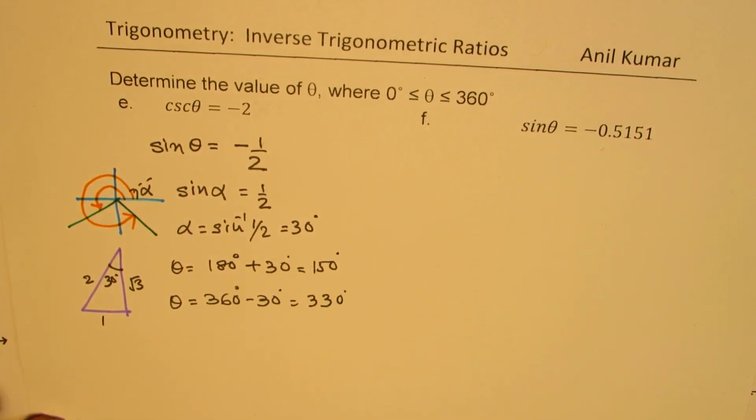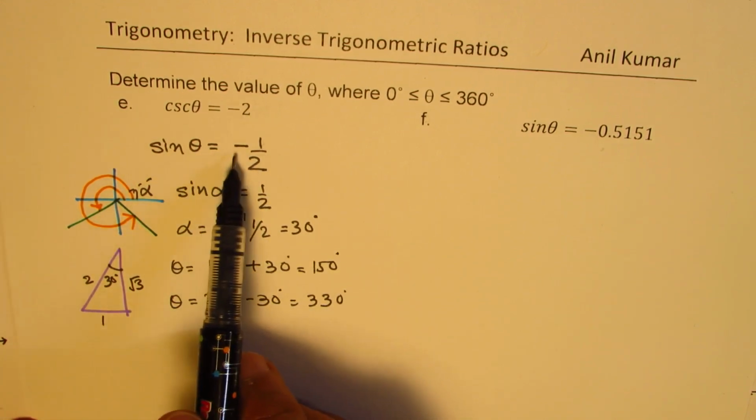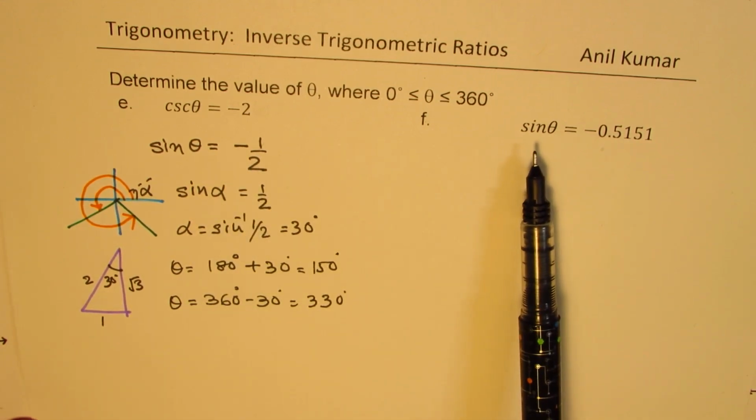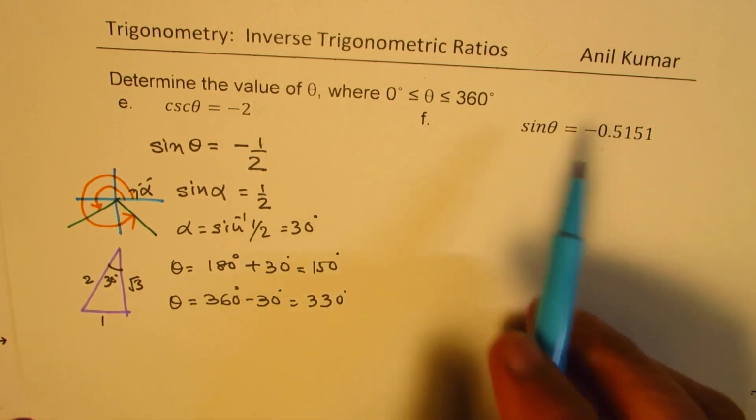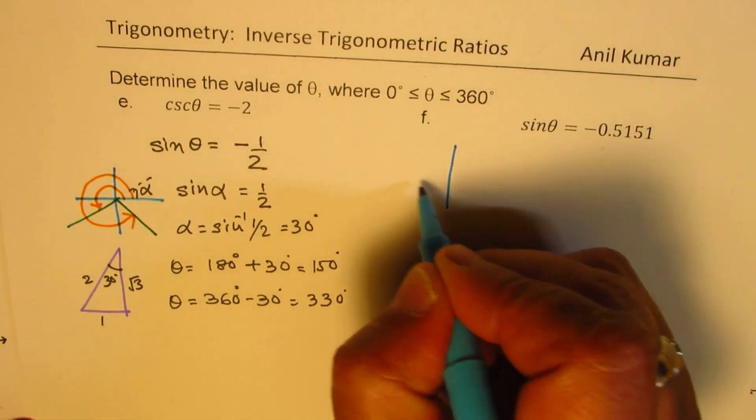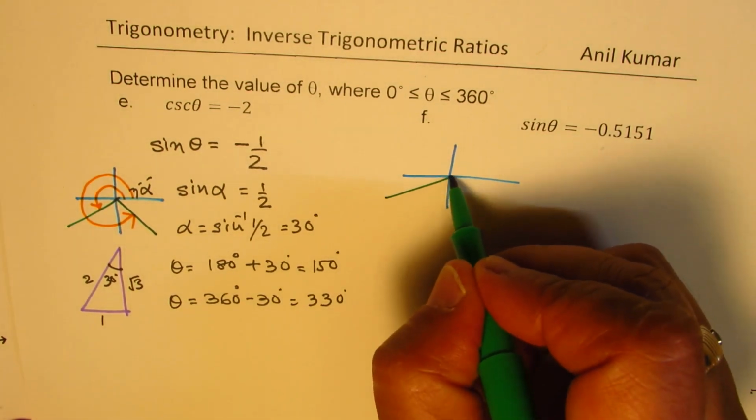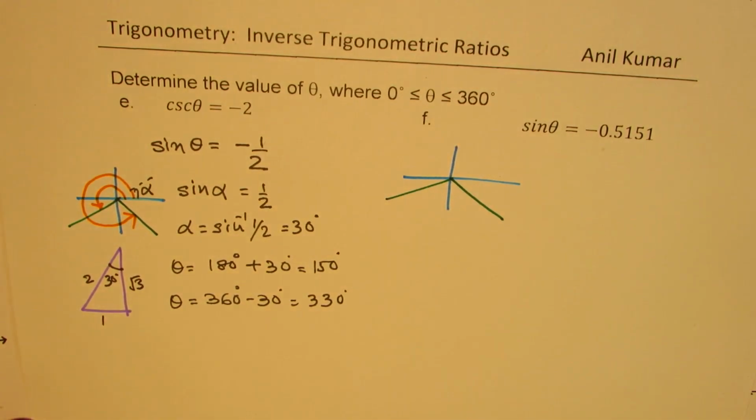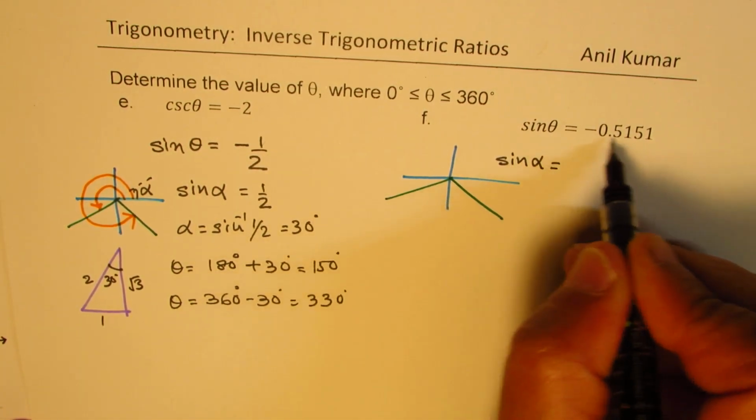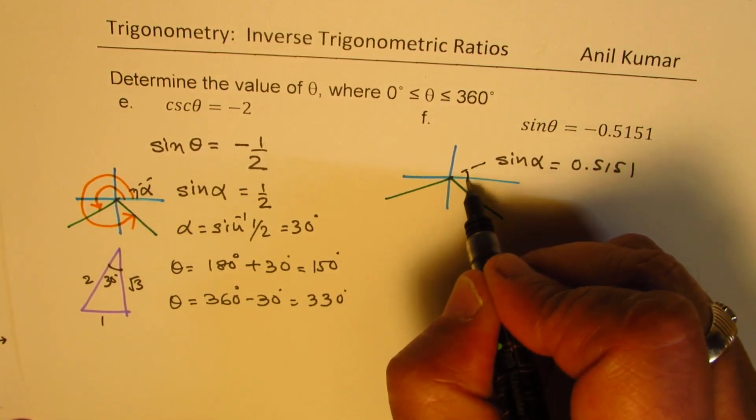Perfect. So cosecant theta equals minus 2 can be worked out by its reciprocal, sine theta equals minus half, just as we did here. Now, we'll use a calculator to figure out the solutions. Sine theta equals minus 0.5151. Negative really means that we are again looking for solutions in quadrant 3 and 4. So we'll first solve for sine of alpha equals a positive value of 0.5151. That means this is our angle alpha.